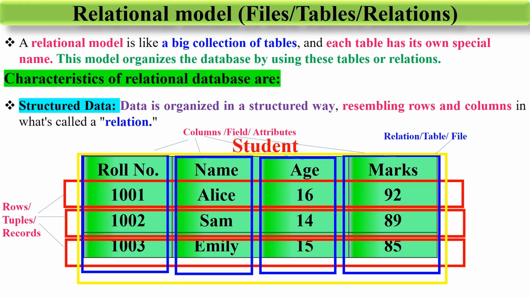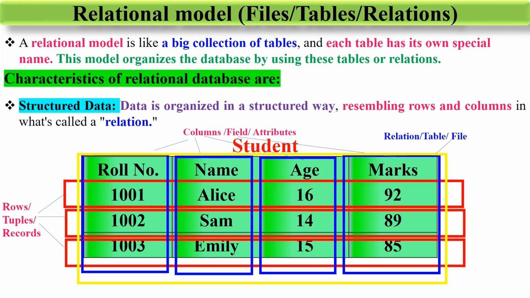Structured data. Data is organized in a structured way, resembling rows and columns in what's called a relation. You can see in this picture, a table named student with field names roll number, name, age, and marks are given. Here rows which are marked in red boxes represent records or tuples. Example, if you want Alice's record, then roll number is 1001, name Alice, age 16 and marks 92.